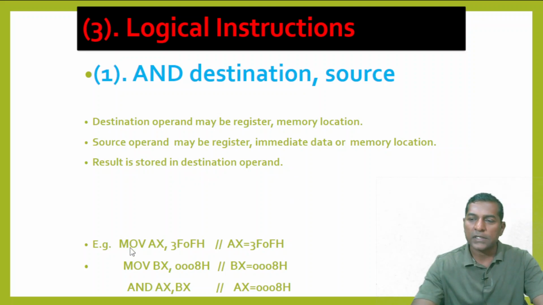Some examples are here. MOV AX, 3F0FH, where 3F0F is stored in AX, whereas 8008 is stored in BX. The AND operation will AND the contents of AX and BX, and finally store the result in the AX register.